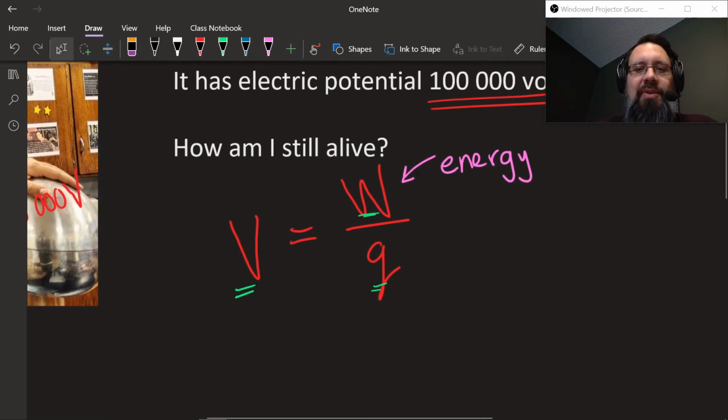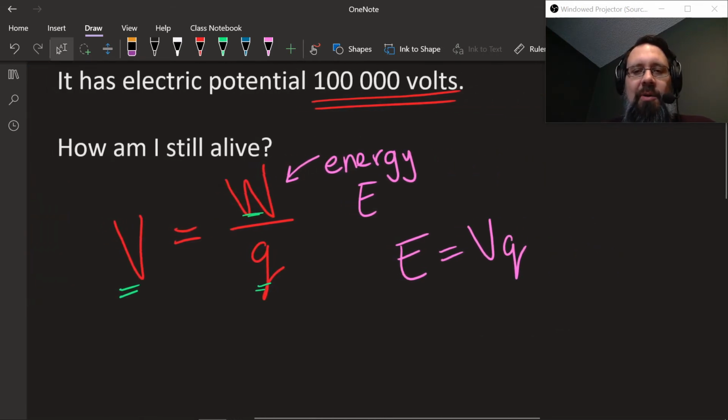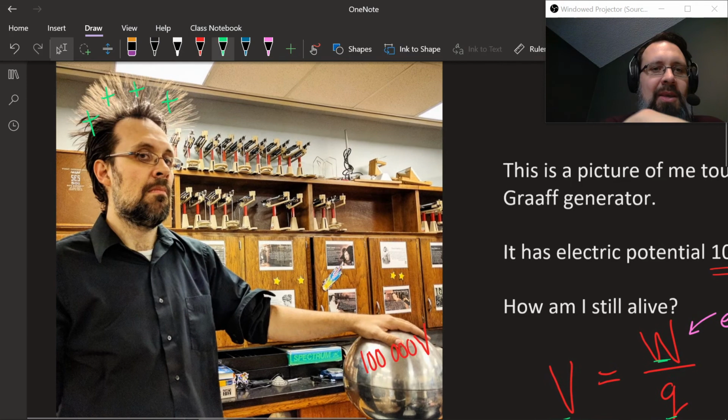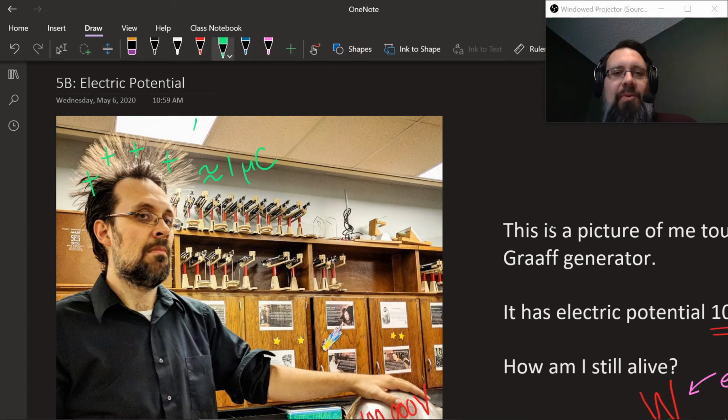So we'll call it E. The energy that is transferred to my body is equal to V times Q. So that Q I just multiplied to the other side. All right, so what was V? Well, V was 100,000. But it turns out that the charge that's transferred to me was only about a micro Coulomb of charge. It was only a micro Coulomb of charge.